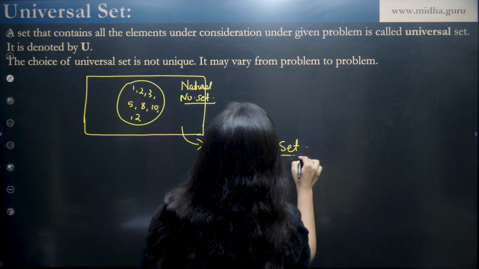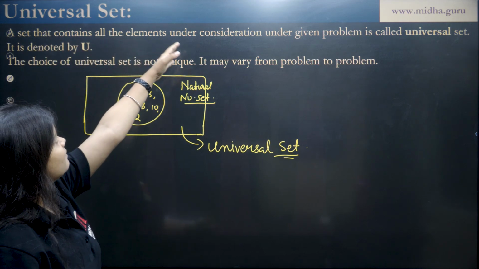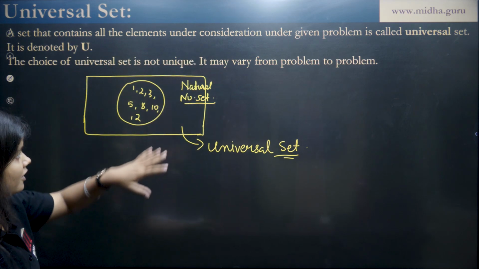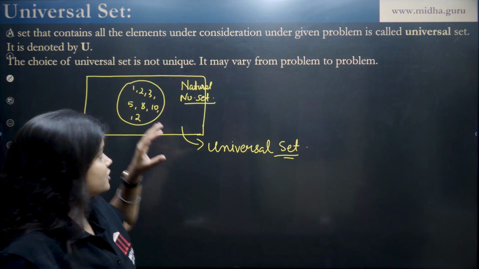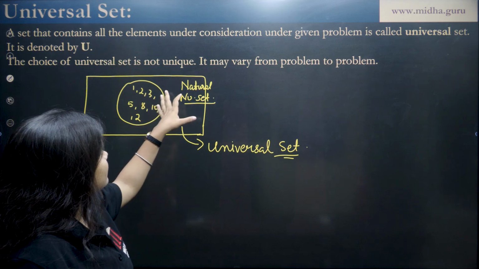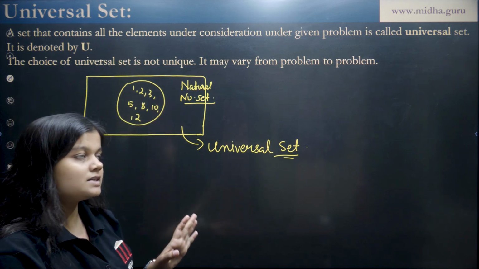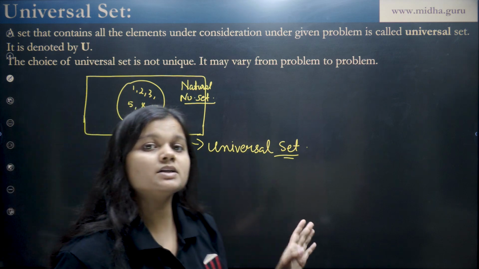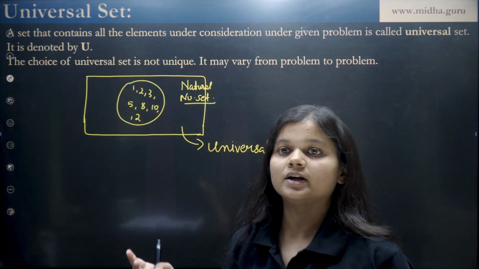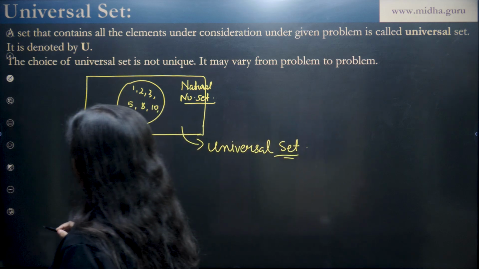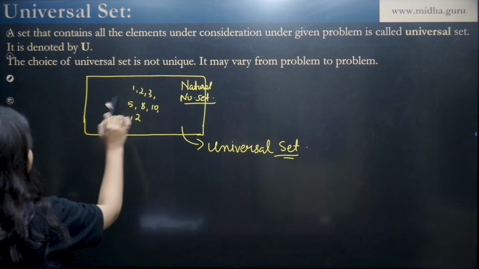So universal sets are those sets that contain all the elements under consideration. If we take the elements of natural numbers under consideration of this set, then natural number is a universal set. Okay, and it depends on the problem. Like, the universal set can be different for different types of problems. So let's understand this with the help of one example.